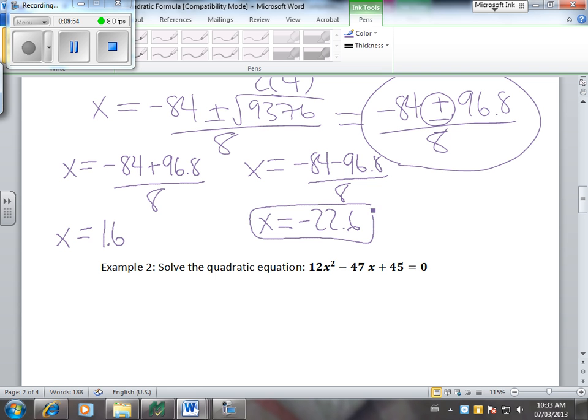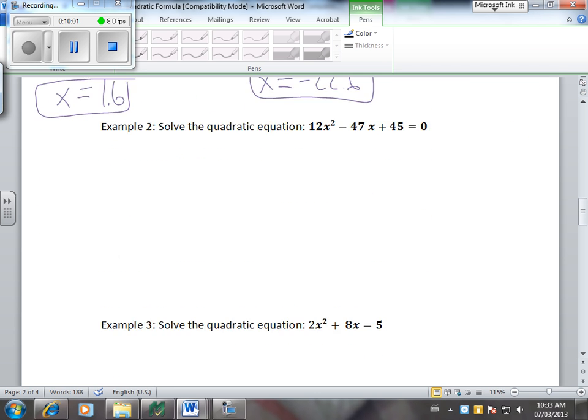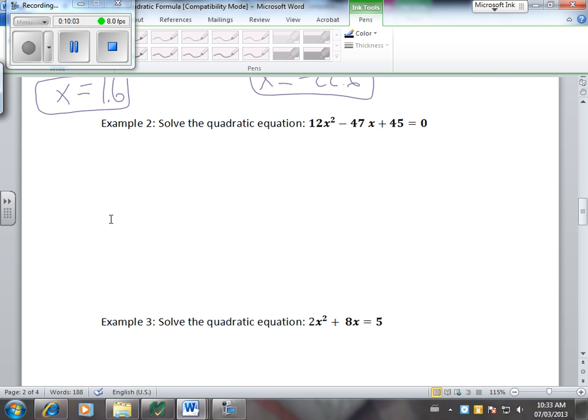And you'll see from the solutions that it's a good thing we didn't factor this, because that would have been difficult to factor. Okay, so we'll do number 2 together, and then I'm going to get you to do number 3 by yourself and check back for the solution. So again, we look, is it in standard form? It is, so we're good to go here. My a equals 12, b equals negative 47, and c equals 45. So again, I fill it out into my equation.